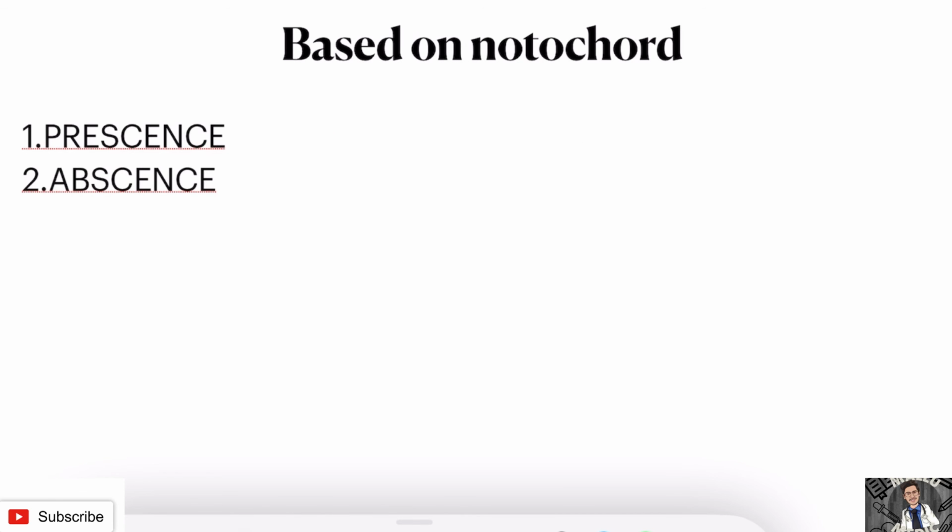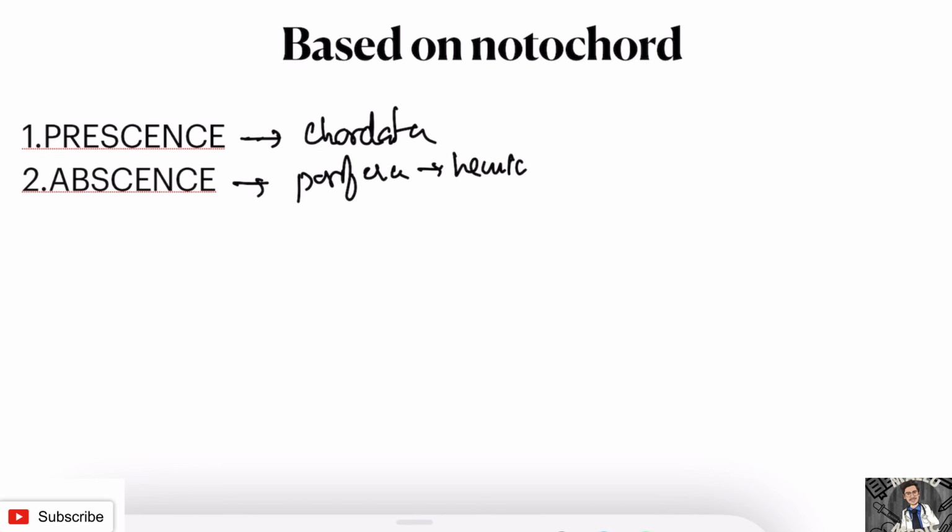Now let us discuss the classification based on the notochord. If you have a notochord, then the phylum which comes under having a notochord is Chordata, and the rest of the phyla from Porifera to Hemichordata don't have a notochord. Alright, so that completes part 2 of animal kingdom.